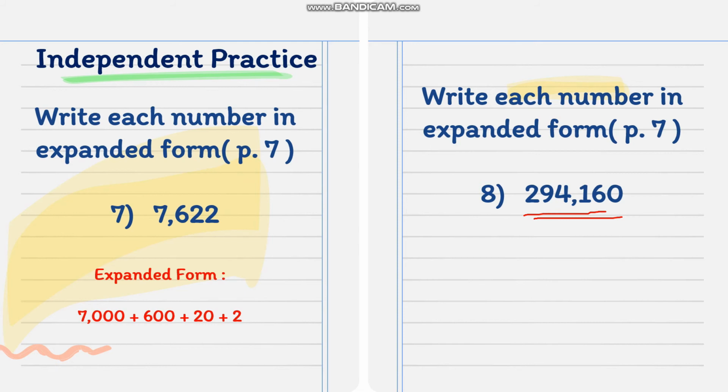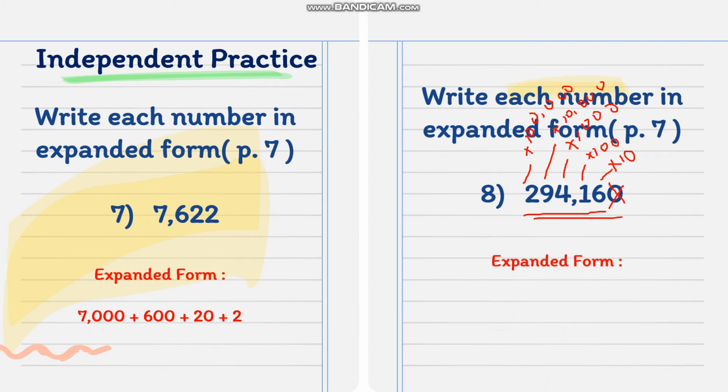So 0 is not included because it has no value. Okay, but 0 is in the ones place. 6 is in the tens place, so multiply by 10. 1 is in the hundreds place, multiply by 100. 4 is in the thousands place, so multiply by 1,000. 9 is in the 10,000s place, so multiply by 10,000. And 2 is in the 100,000s place, so multiply by 100,000. So what is the value of each digit now?